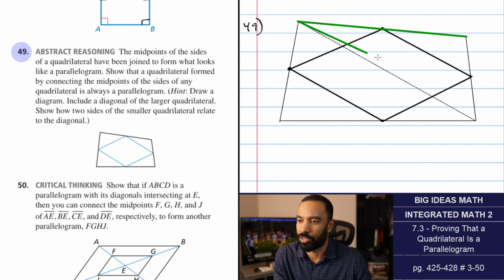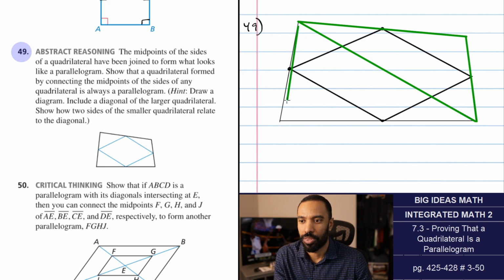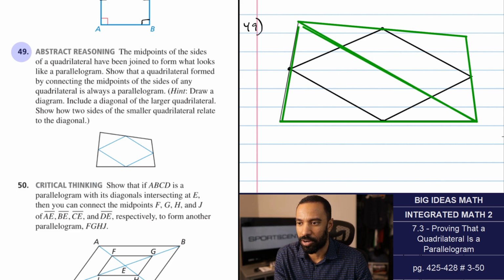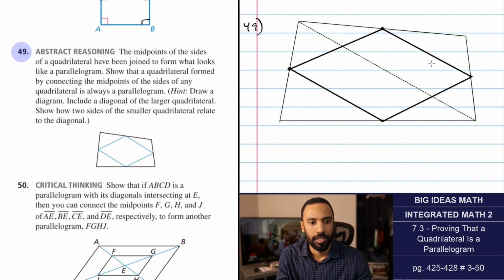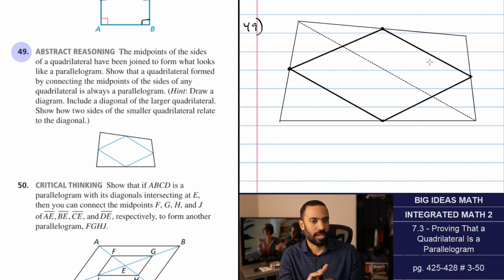This triangle, made from the diagonal, has a mid-segment. This mid-segment is parallel to that guy. Well, this triangle also has a mid-segment, and this mid-segment is parallel to that guy. So those would be parallel to each other. They show that it is by doing that.